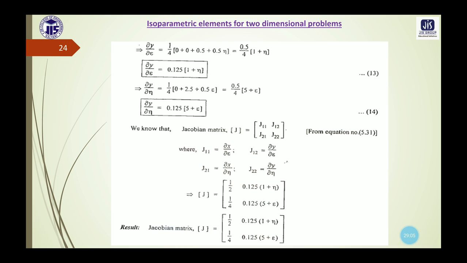All the values of this J matrix we have already calculated. So we only need to enter these values, and finally we get the Jacobian matrix as a 2 by 2 matrix: half, then 0.125 into (1 plus eta), then 1/4 and 0.125 into (5 plus epsilon).